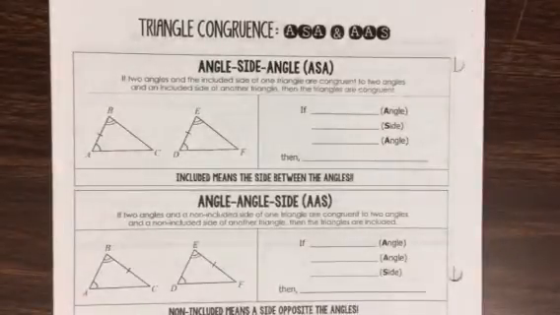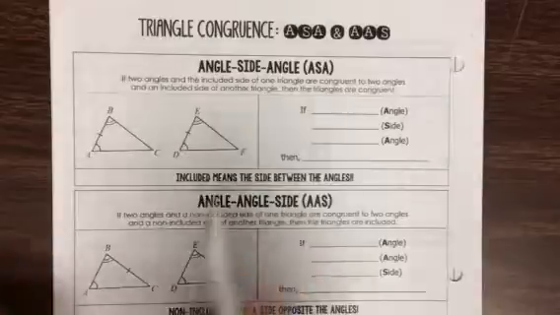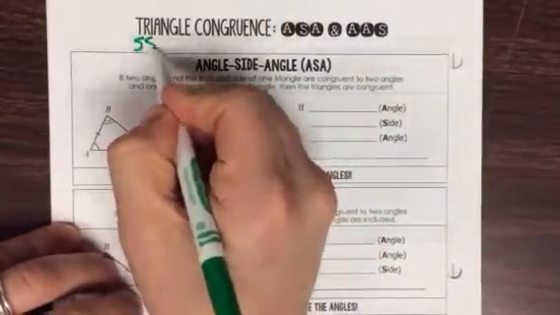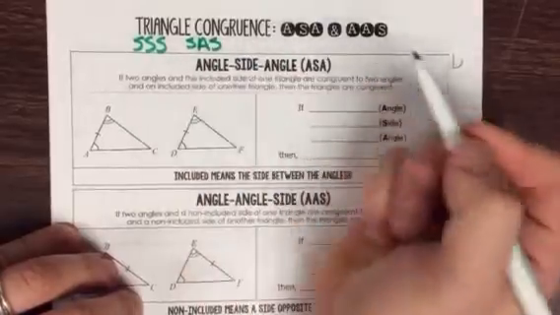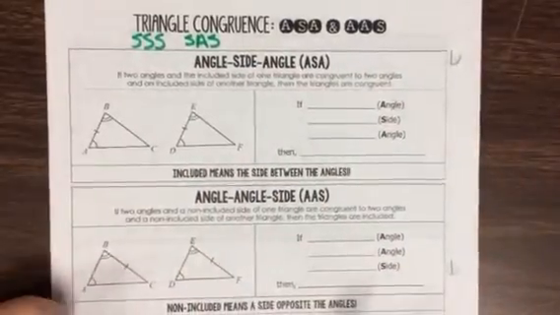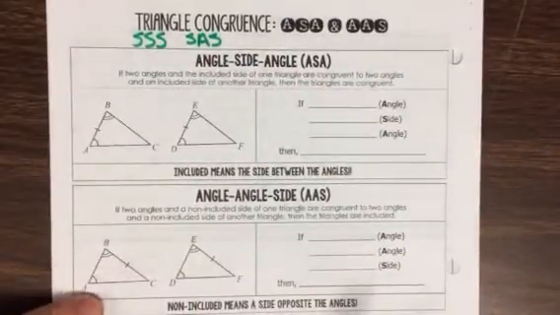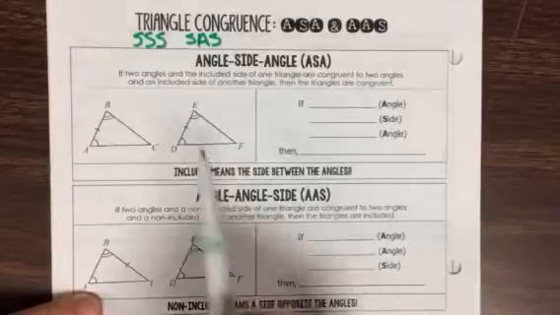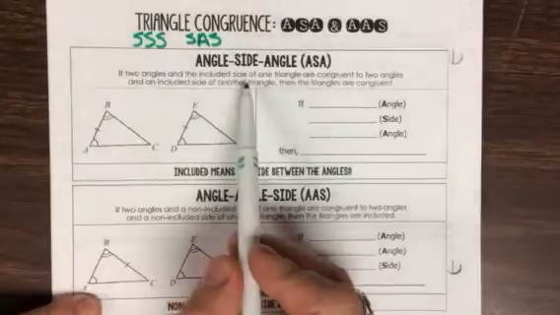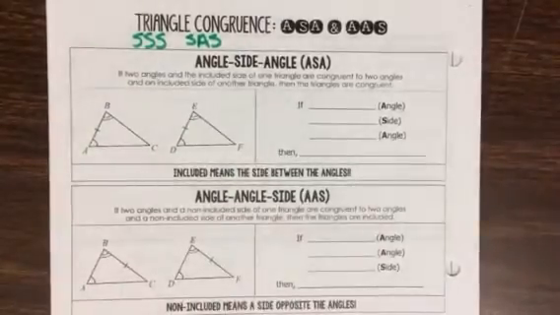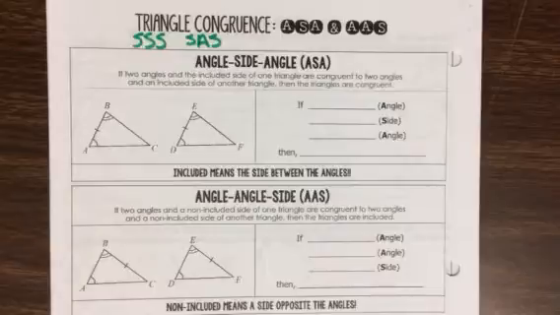Today we're going to talk some more triangle congruence. We've already discussed side-side-side congruence and side-angle-side congruence. So we're going to add to those and talk about angle-side-angle congruence. If two angles and the included side of one triangle are congruent to two angles and the included side of another triangle, then the two triangles must be congruent.